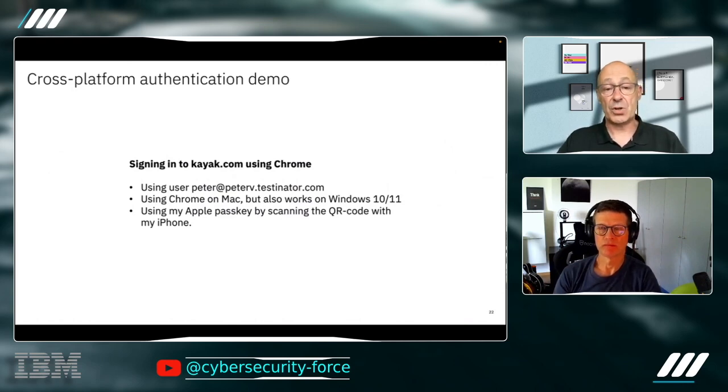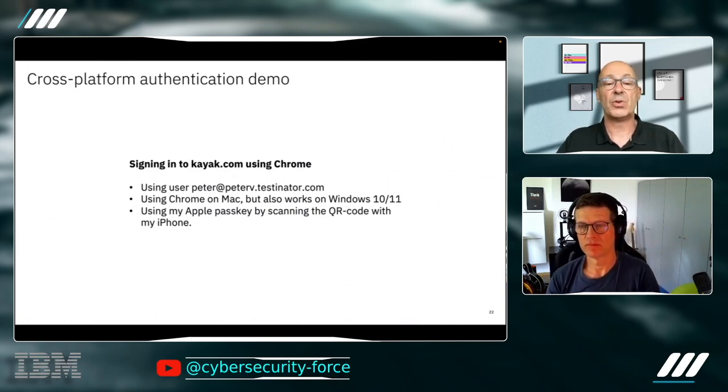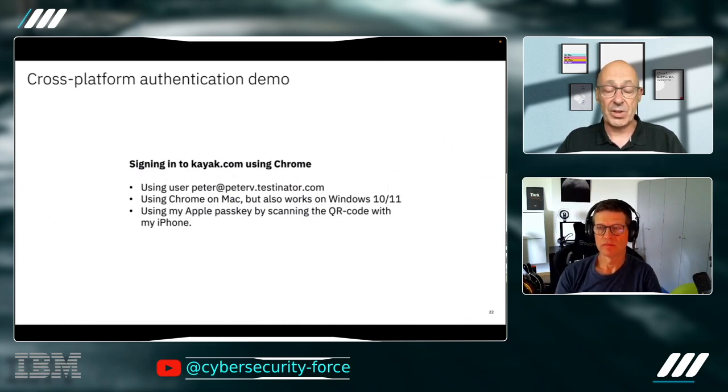So I'm going to use Chrome. Chrome is a different browser, of course. It doesn't have direct access to the passkey. So what it's going to prompt me is, okay, do you want to use a passkey from another device? And then I'm going to say yes, and then you will see what's happening. I will be prompted for a QR code, and then I will have to scan that QR code with my phone, and then I can log into kayak.com with a passkey.